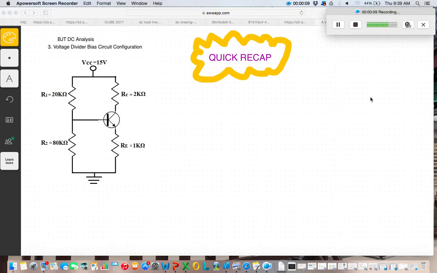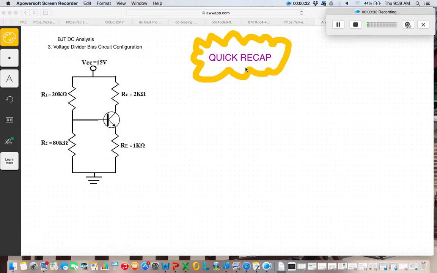So today we're going to have a look into the third BJT DC analysis. Alright, the third bias circuit configuration, which is known as voltage divider bias circuit. Okay. Before we go to this part, let's do some recap, quick revision.